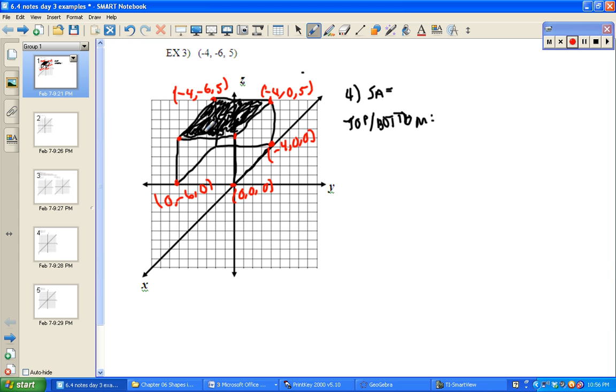So the top is 6 across and 4 back. So that one's 6 by 4. Same with the bottom, 6 across and 4 back. The left and right, those are 5 tall and 4 back, so 5 by 4. And then the front and the back, the front is 6 across and 5 tall, so is the back. So front and back is 6 by 5.